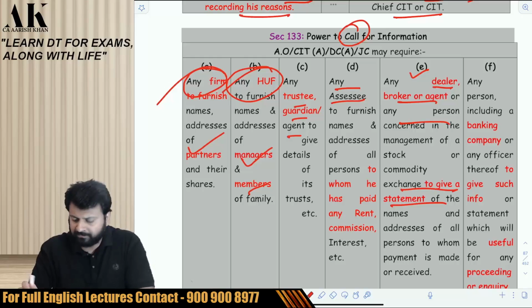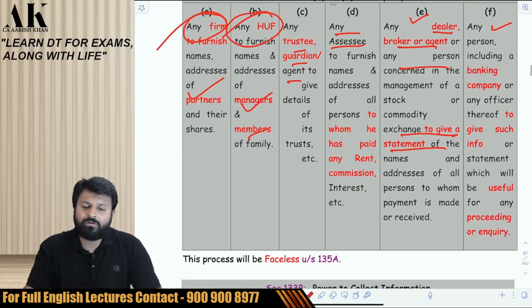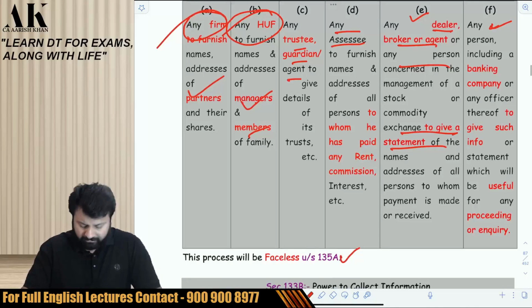Last but not least, they can send a notice to any person, including a banking company, to give such information as may be useful. So this is a general point which is covered in point number F. Now this proceeding is going to be faceless under 135A. They are going to make this proceeding also faceless under income tax law.